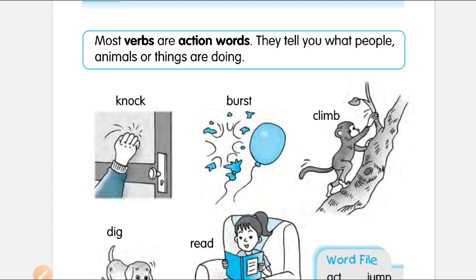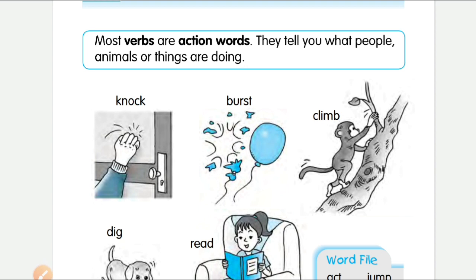Verbs are action words. Simply explained, all the doing words are called verbs. They tell what people, animals or things are doing. If we describe the action that some people, some animals and some things are doing, it is called a verb.